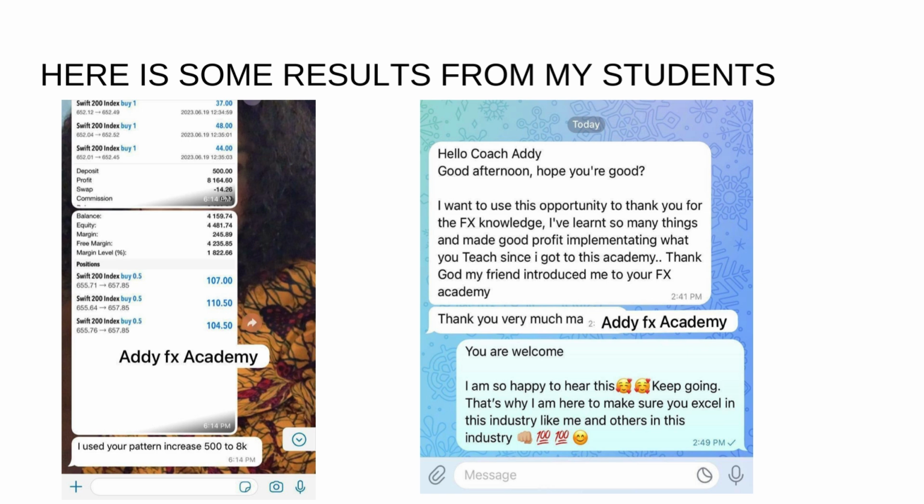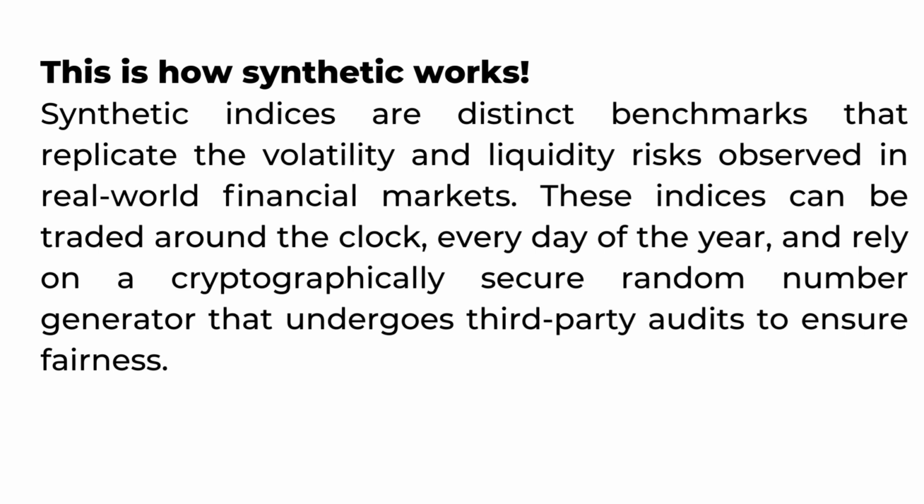Now, let me head straight into what the synthetic trading market is all about. Synthetic indices are distinct benchmarks that replicate the volatility and liquidity risks observed in real world financial markets. These indices can be traded round the clock every day of the year, and they rely on cryptographically secure random number generators that undergo third-party audits.